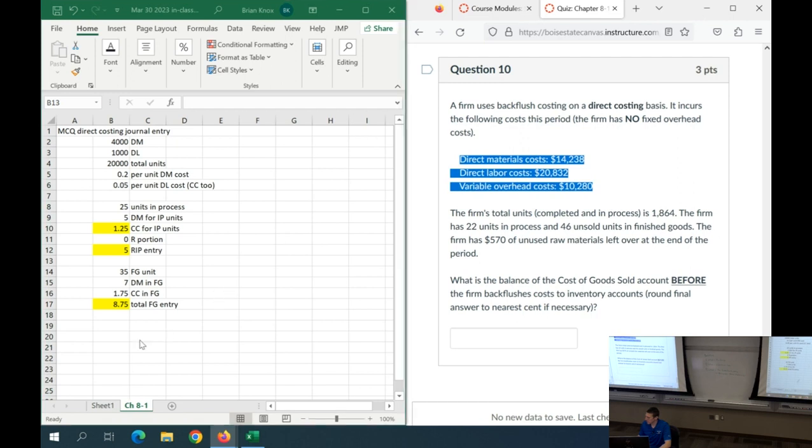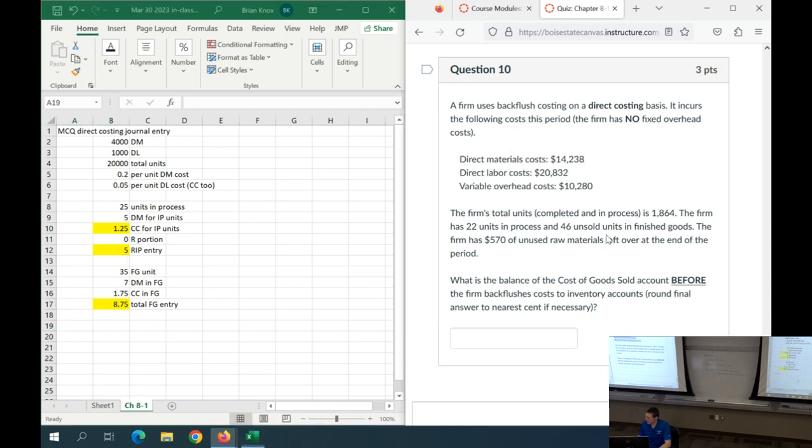We did this very problem or something very similar on Tuesday. COGS before, open answer question, real simple: 14,238, 20,832, 10,280, the sum of those three. Okay.